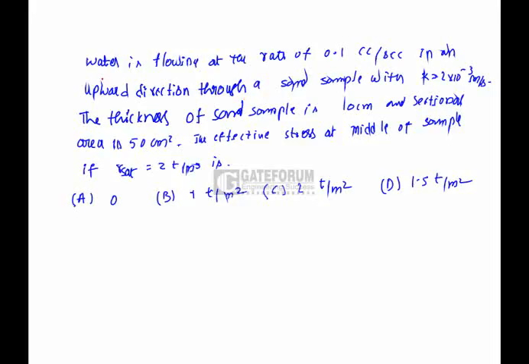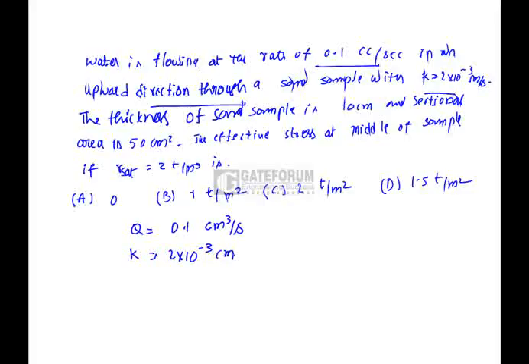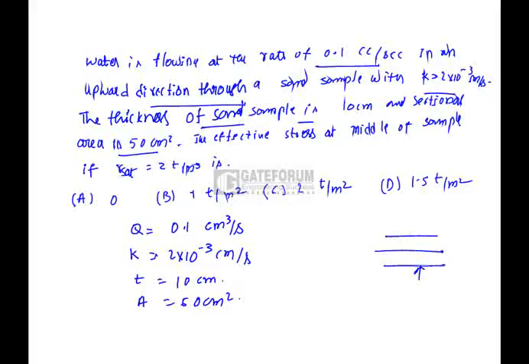Question is, water is flowing at a rate of 0.1 cc per second in an upward direction. So the discharge is given as 0.1 cubic centimeter per second. And the sample with permeability K is given as 2 into 10 to the power of minus 3 centimeters per second. And the thickness of sand sample T is given as 10 centimeters. And the sectional area A is given as 50 centimeters square. We have to find out the effective stress at the middle of the sample when the flow is in upward direction.